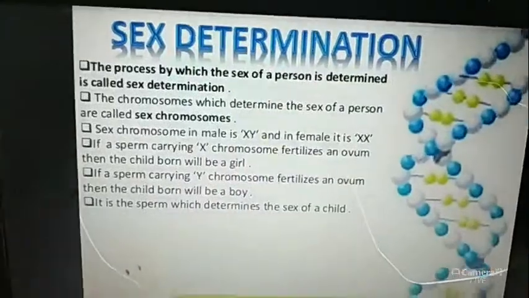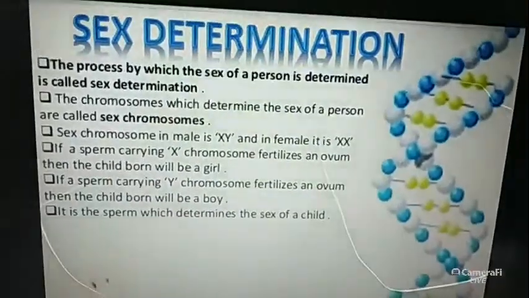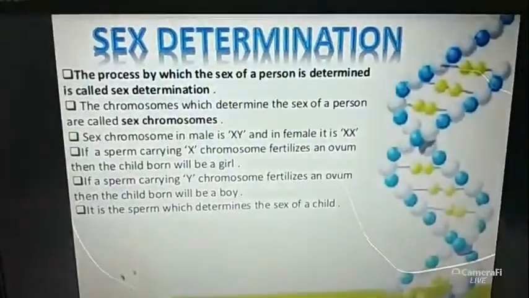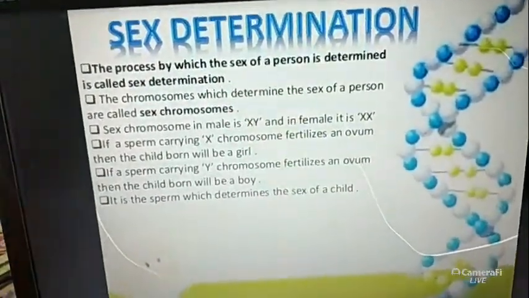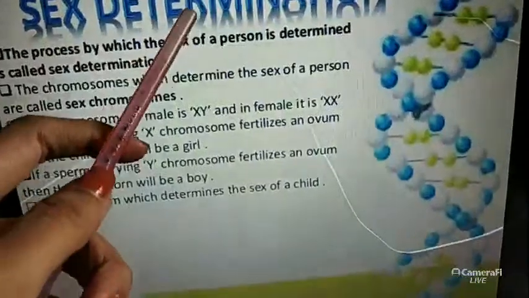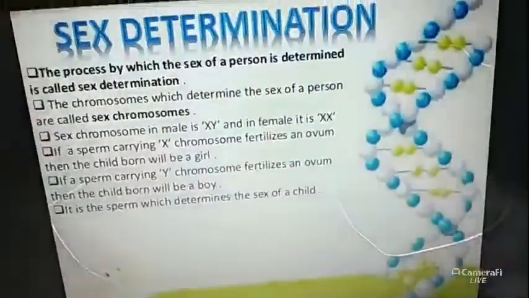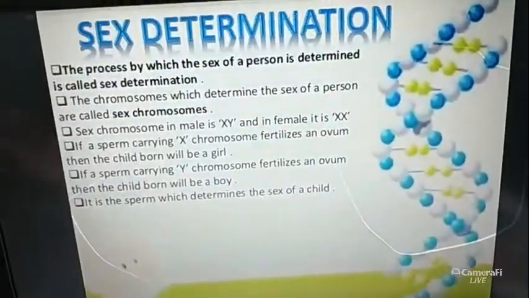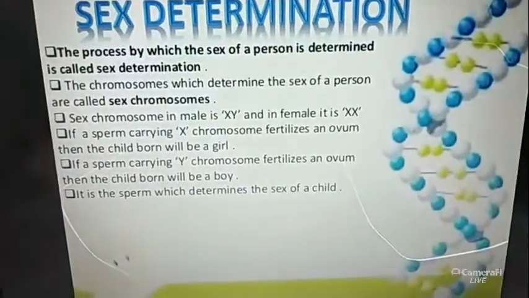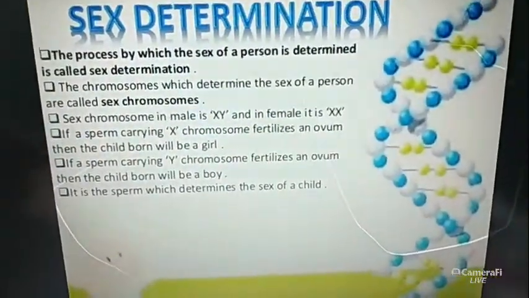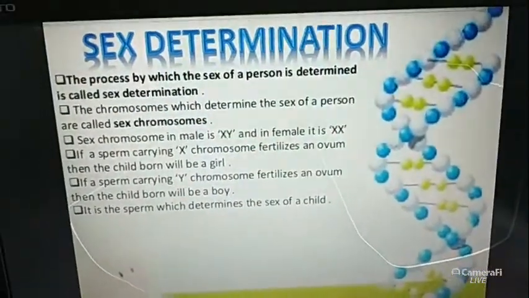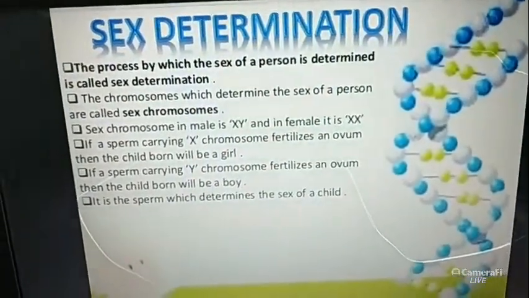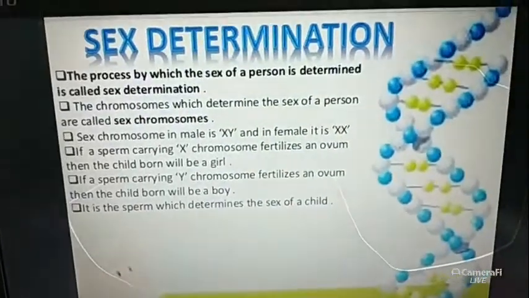So what is the meaning of sex determination? Actually, the gender. What is the gender of a newborn baby? Either baby boy or baby girl. The process by which the sex of a person is determined is called the sex determination process. We all know that in our body there are a total of 46 chromosomes. Within 46 chromosomes, 44 are autosomes and 2 are sex chromosomes. The name of the sex chromosome is allosome.